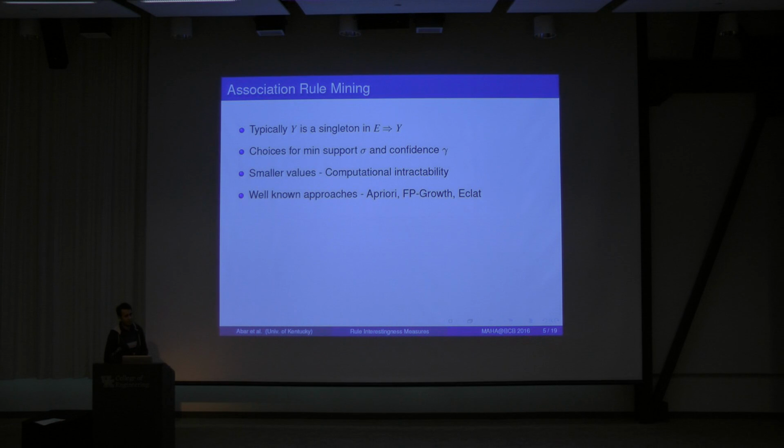In association rule finding, in most cases Y is just a single thing, generally just one condition. Like we talked about, choosing the threshold values is very important. If we choose too big values, we might miss interesting associations. If we choose too small, we can get too many rules, and it's computationally almost impossible to rank them.